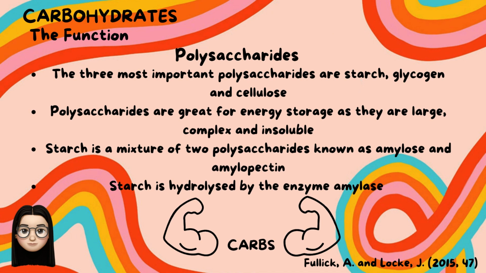The three most important polysaccharides of carbohydrates are starch, glycogen, and cellulose. Polysaccharides are great for energy storage as they are large, complex, and insoluble. Starch is a mixture of two polysaccharides known as amylose and amylopectin. The enzyme amylase breaks down the polysaccharides into maltose.